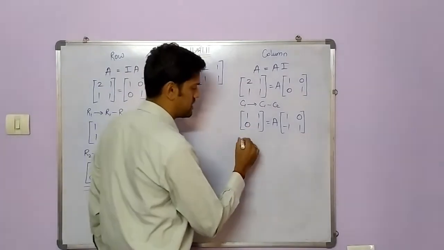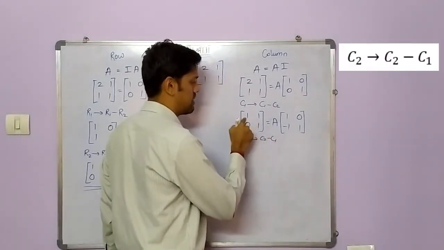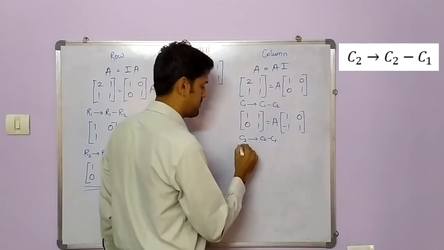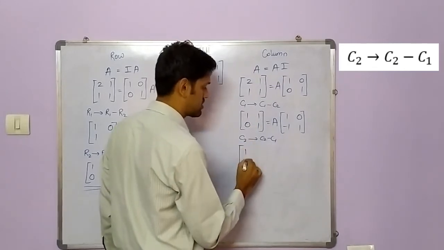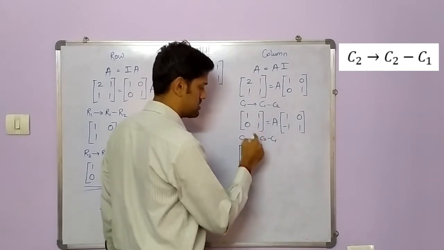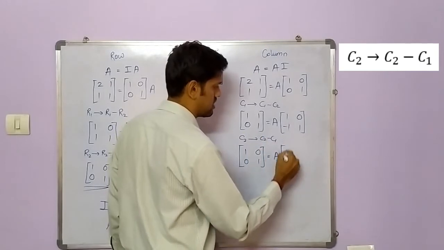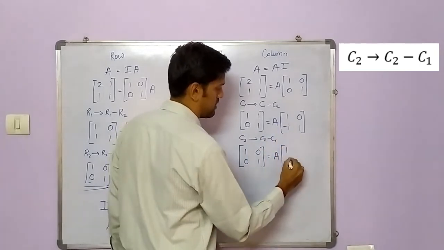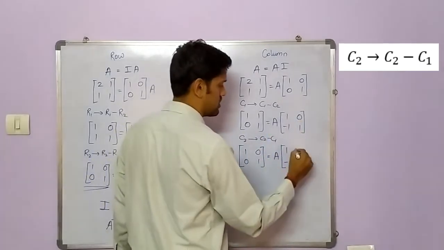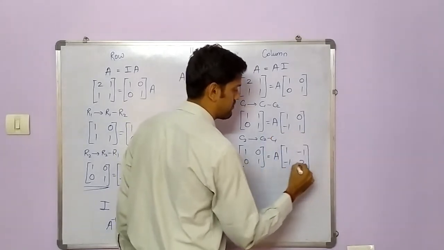How can I do it? Pretty simple. C2 is C2 minus C1. I'll do this minus this, so it will become a 0. First column as it is. 1 minus 1 is 0. 1 minus 0 is 1. This is equal to A times first column as it is, 0 minus 1 is minus 1, 1 minus of minus 1 is 2.